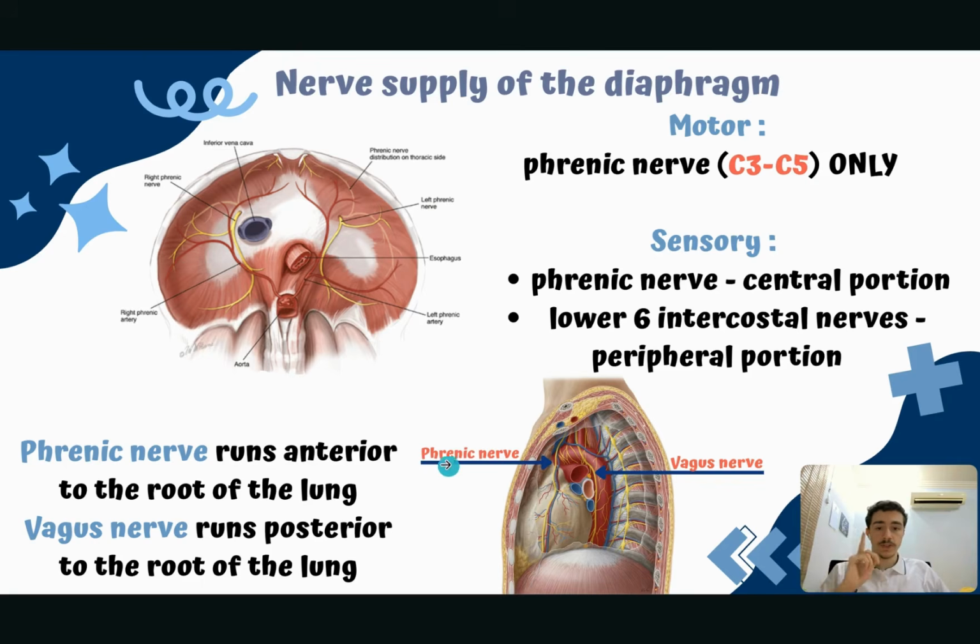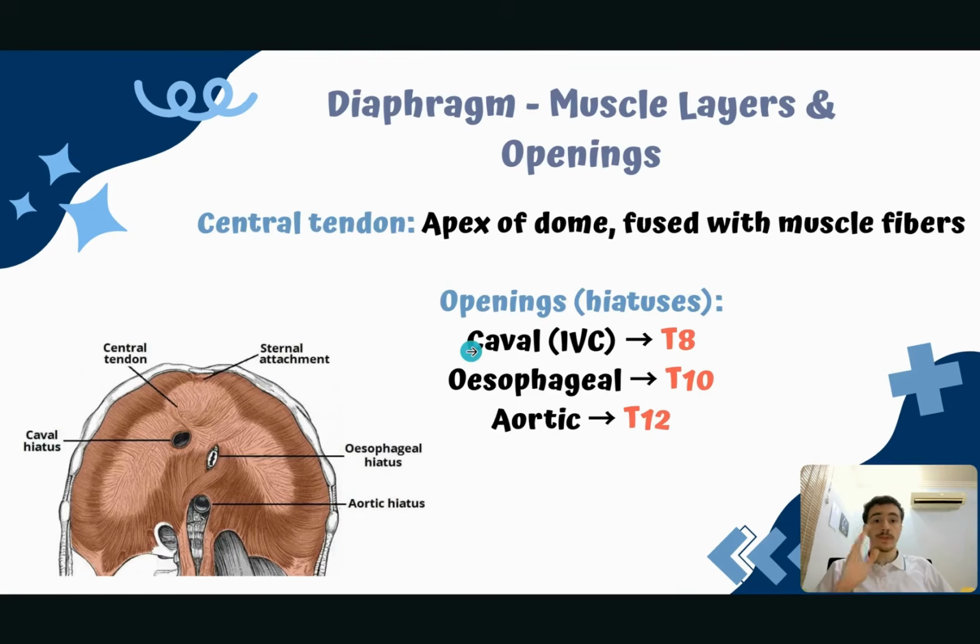The anterior is the phrenic nerve, and the posterior is the vagus nerve. You need to memorize this one. Now we're going to talk about the openings, the sections passing through the diaphragm and the muscle layer. As we talked about, the central tendon, which is the light pink here, is the apex of the dome and is fused with the muscle fibers. So it connects all the muscle fibers surrounding it in one place, here in the middle.